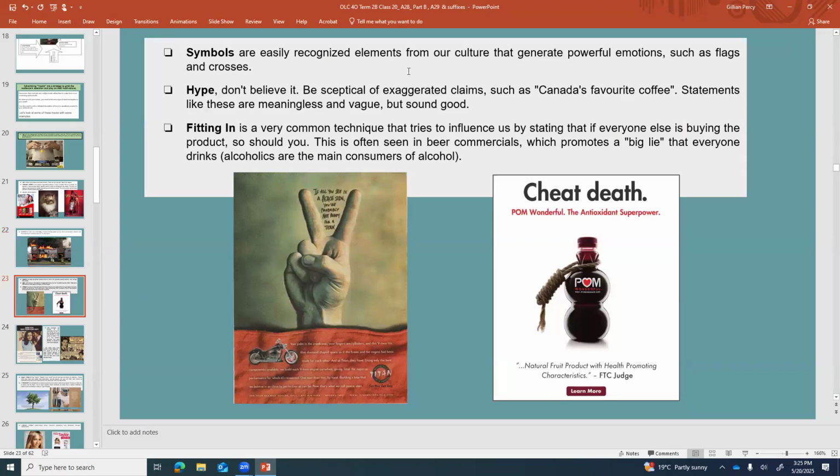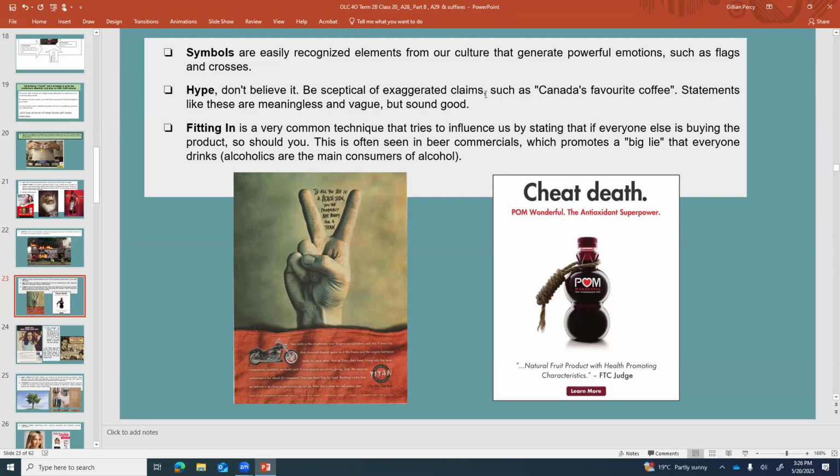Then we've got symbols. Symbols we've talked about in the last lesson. They are easily recognized icons from our culture that will often generate powerful emotions, such as flags or crosses. So here for this motorcycle ad, they've got the peace sign going. And they're kind of playing with the fact that it also means something else. Do you know the symbol? If all you see is a peace sign, you're probably not the right person to buy our motorcycle.